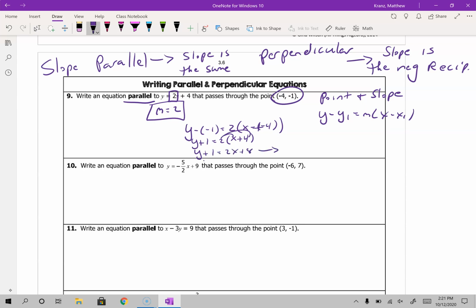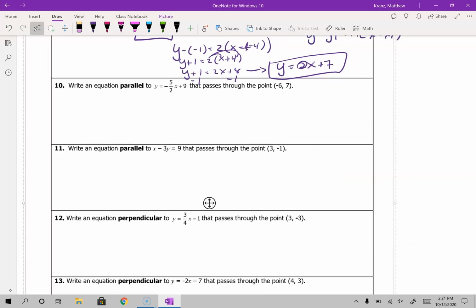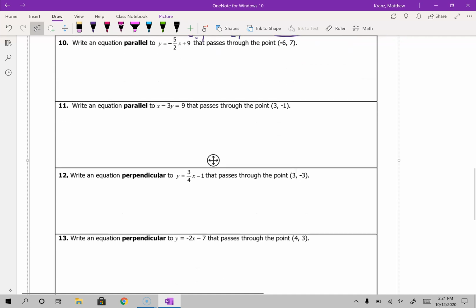Now we can go this way when I minus my 1. So y equals 2x plus 7. And that's the equation of a line that's parallel, because see how we have the same slopes that goes through that point. All right, so now I'll let you try these next two.